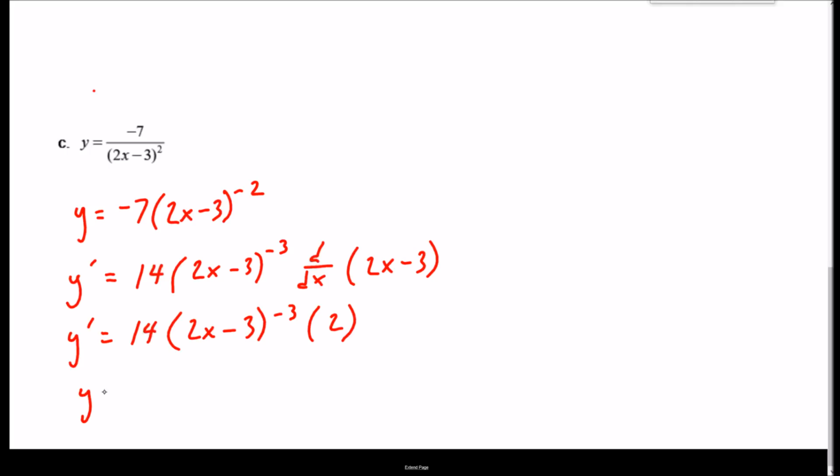We could rewrite this if we wanted as 28 over 2x minus 3 to the third power.